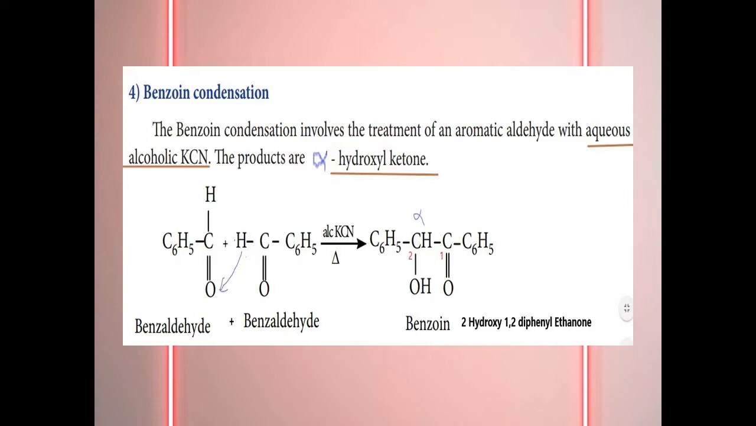Now see the IUPAC name. Carbons 1 and 2 are indicated in red color, that is 2 carbons, so ethane, and the first carbon possesses a ketone, so 1, and carbons 1 and 2 contain C6H5. What is the name of C6H5? Phenyl. So 1,2-diphenyl ethanone, and the second carbon contains hydroxy. So the name of benzoin is 2-hydroxy-1,2-diphenylethanone.